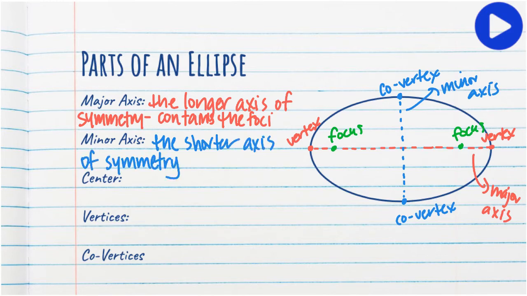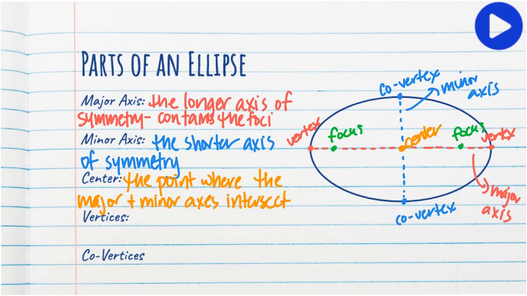Now the center is the point where the major and minor axes intersect. Now keep in mind that the center of an ellipse is not as straightforward as the center of a circle. So what will happen eventually is you'll be given coordinate points for the vertices or the covertices, and you'll have to use the distance and midpoint formulas to find the center.